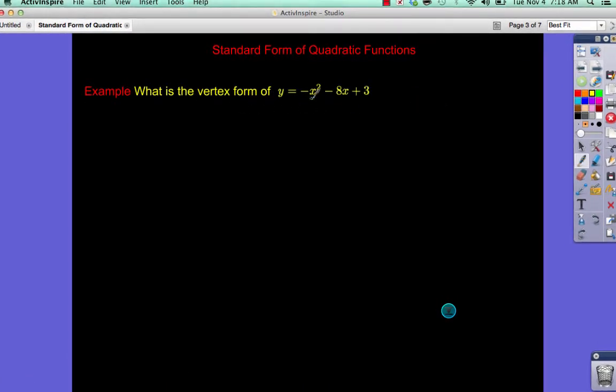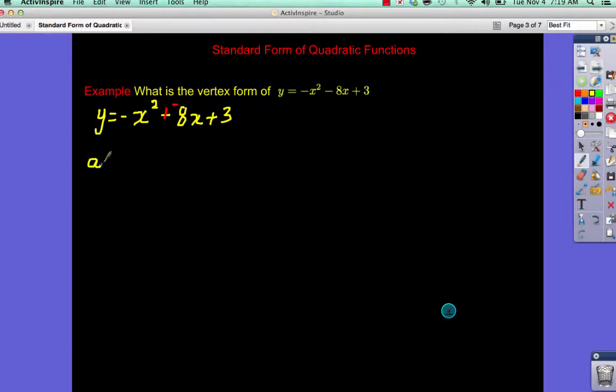What is the vertex form of y equals, so this one's a little more challenging, y equals negative x squared minus 8x plus 3. Now, one thing I'm going to go ahead and do first is change this subtraction to addition, so plus a negative. Okay, so let's look at a, b, and c.